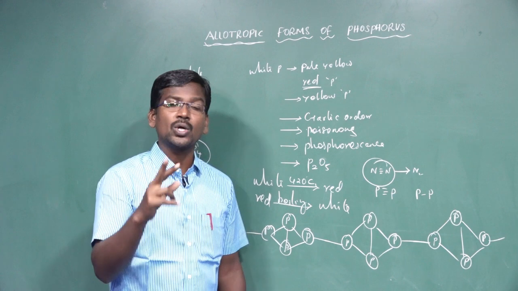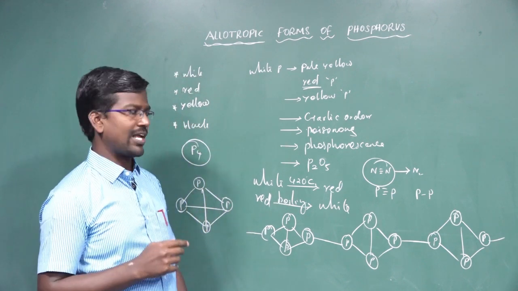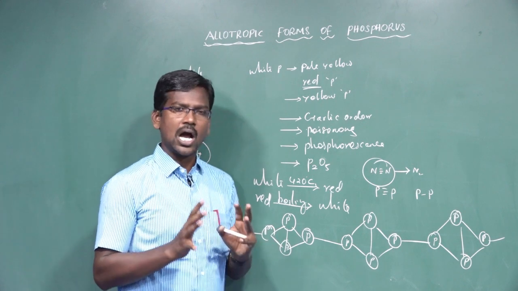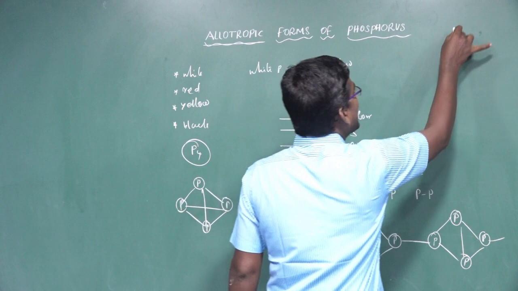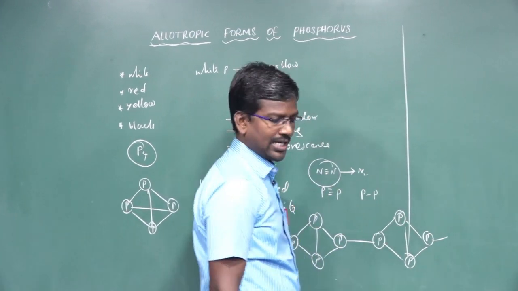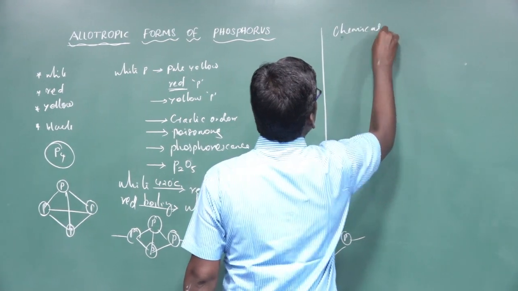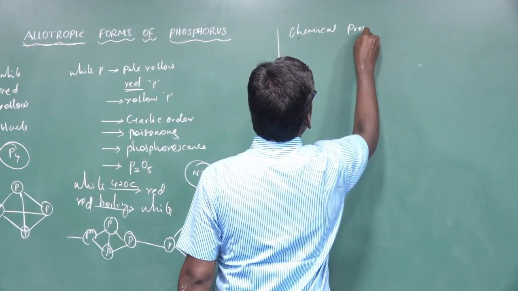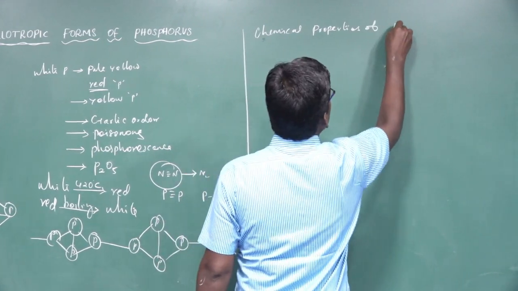In addition to that, two allotropic forms are there. One is scarlet phosphorus and one is violet phosphorus. They are allotropic forms of phosphorus. Next one, we are going to discuss the chemical properties of phosphorus.